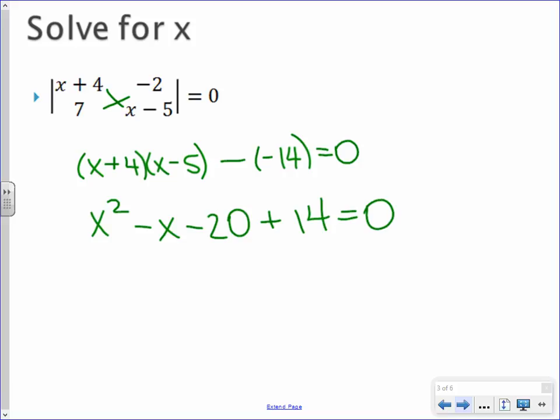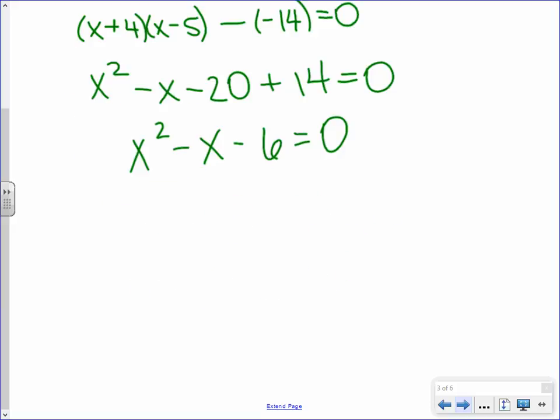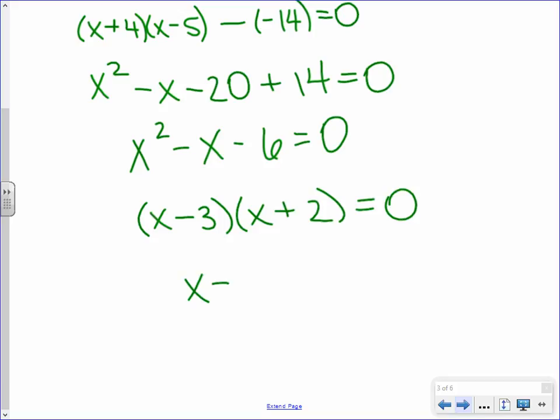Do you agree with my multiplication there? So what we have is x squared minus x minus 6 equals 0. Connor, what does that factor to? That goes to x minus 3 times x plus 2. So our solutions are 3 and negative 2.